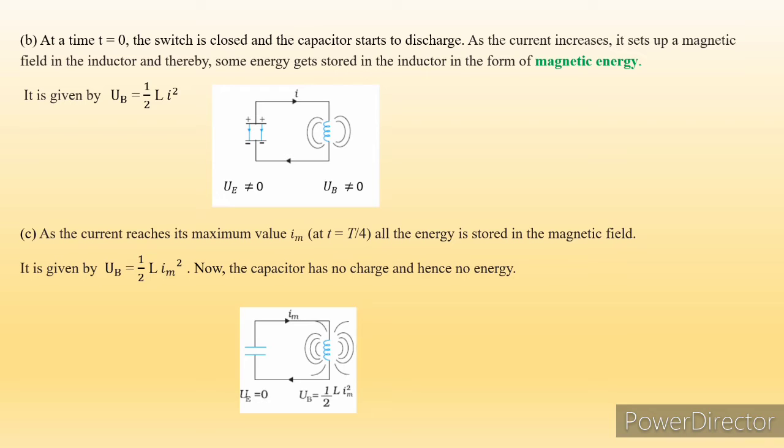Figure C. As the current reaches its maximum value Im at t equal to one-fourth of the period, all the energy is stored in the magnetic field. It is given by UB equals half L Im square. Now the capacitor has no charge and hence no energy. Therefore, UE is equal to 0 and UB is equal to half L Im square.